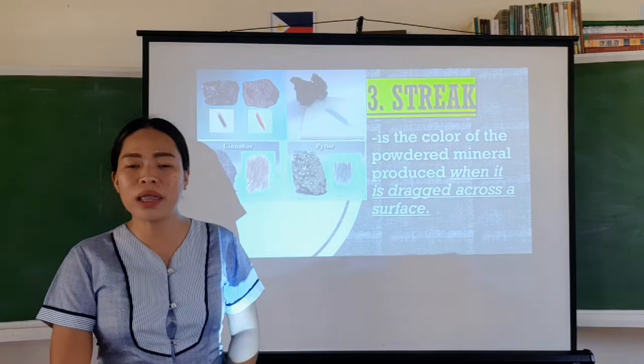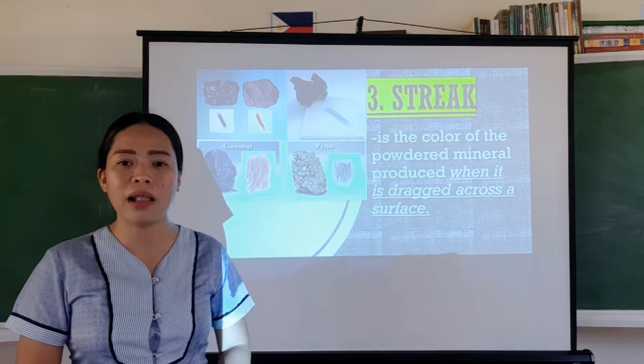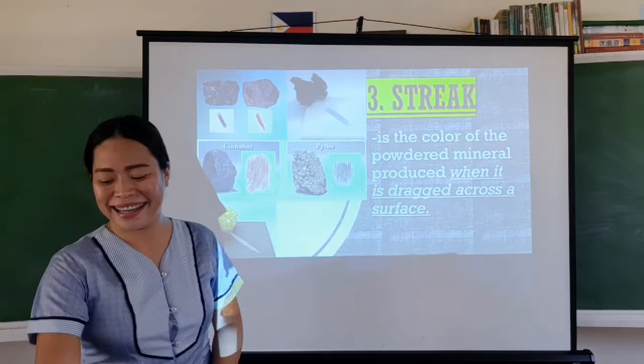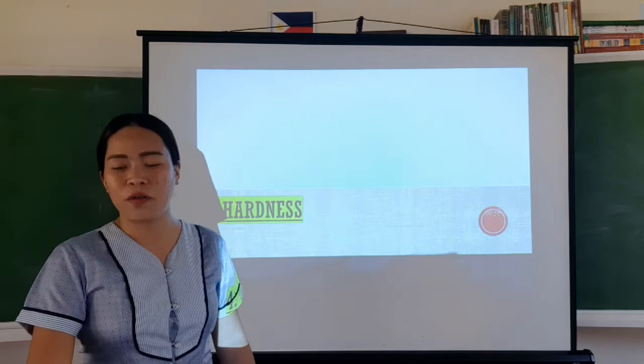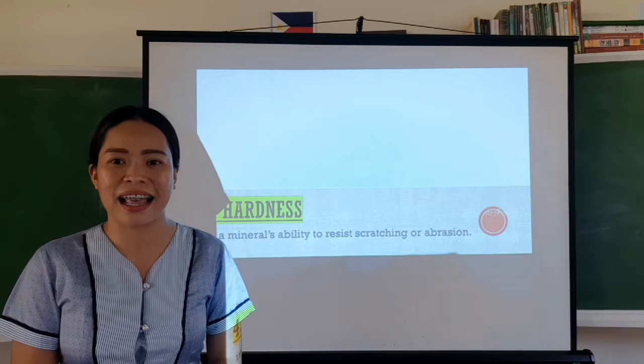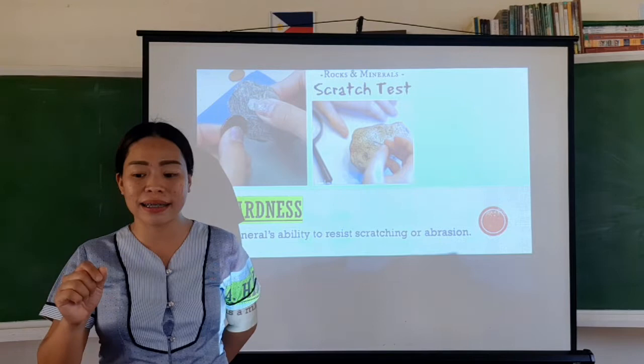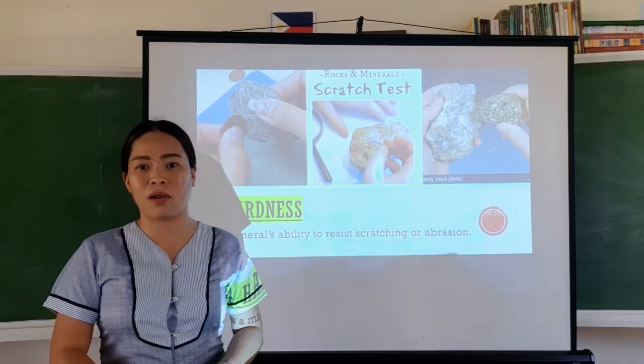Like cinnabar, it's a color black mineral, but when it is dragged across the surface, what will be the color of its streak color? Brown. Great job. Number four, hardness. From the word itself, it is the mineral's ability to resist scratching or abrasion. We can identify the hardness of a mineral through a scratch test. You can just use your fingernails, or you can get a coin, a nail, or even a rock also. Rock to rock, you can test the hardness of each mineral.